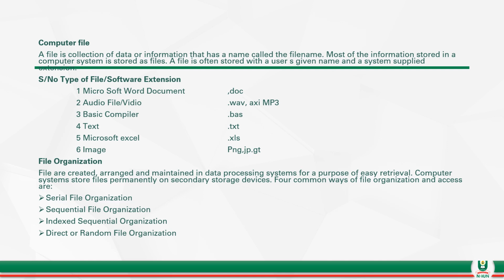Number one, we have Microsoft Word document, 2, audio file, 3, basic compiler, 4, text, 5, Microsoft Excel, 6, image.